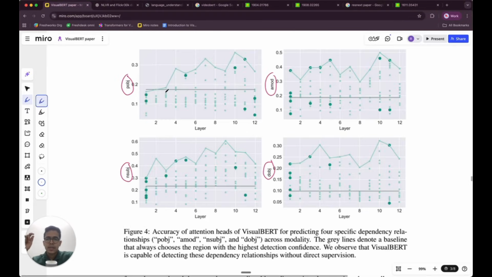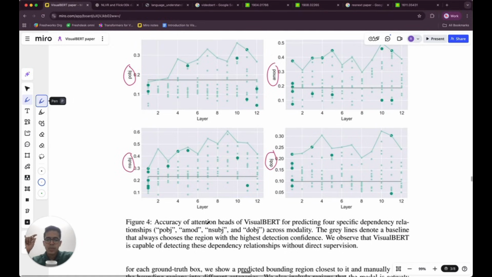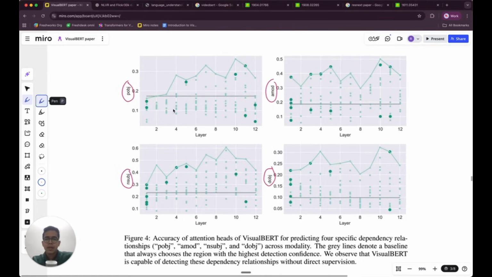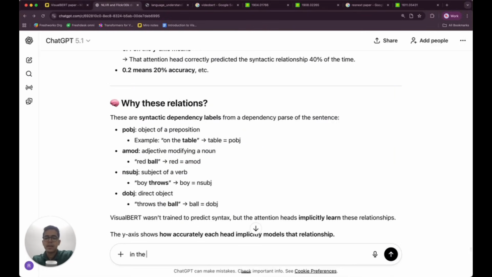So now the question is accuracy of attention heads of VisualBERT for predicting 4 specific dependency relationships across modality. The gray line shows a baseline that always chooses the region with highest detection confidence. We observe that VisualBERT is capable of detecting these dependencies without direct supervision. So am I supposed to now understand that, what are these big dots? I don't understand what these big dots in the figure are. What are the big green dots?